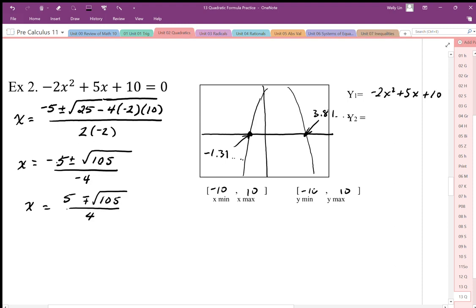That way I don't have to worry about the extra negative in there, and it makes this a little bit easier to calculate. So using 5 plus square root 105, that's about 15 divided by 4. That's going to give us our 3.81, and then 5 minus square root 105 is going to give me negative numbers, but it's going to calculate to -1.31 when I put it into my calculator.